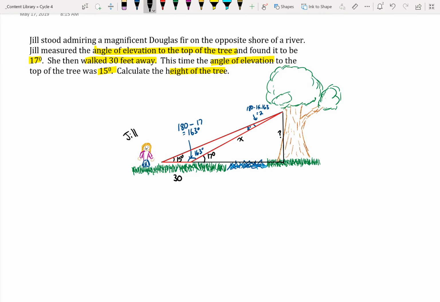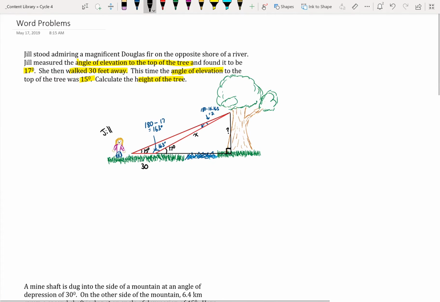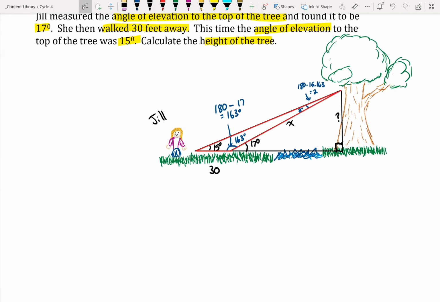If I can find this common side, I can use my right angle trig, because the tree and the ground form a right angle. I can then use right angle trig to find the height. So I need to look at this in two parts. One being the triangle in red, one being the triangle in black. So I'm going to take the triangle in red and just break it apart.